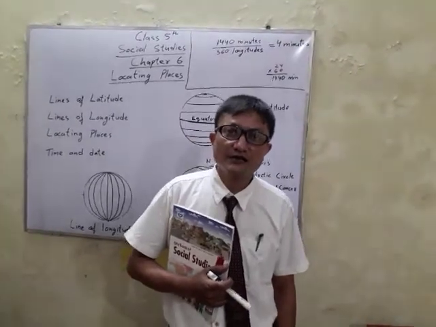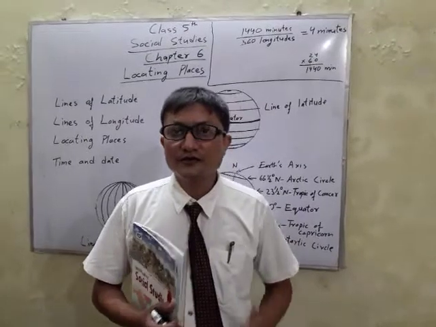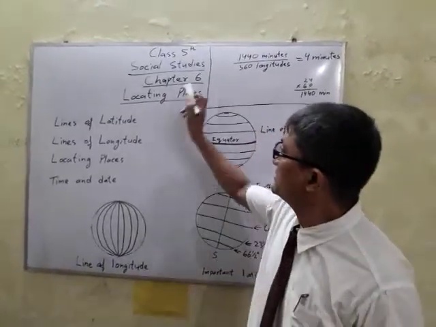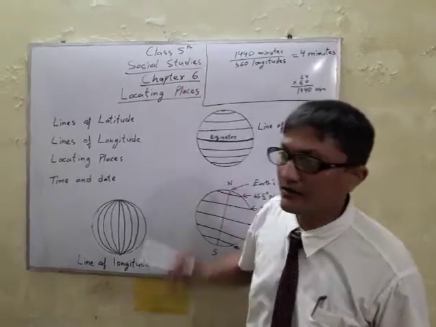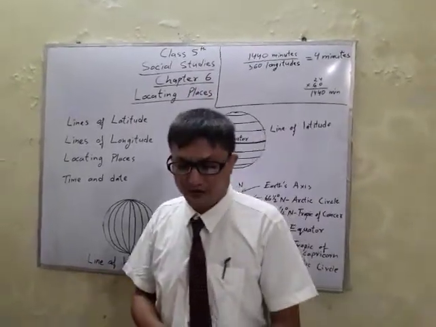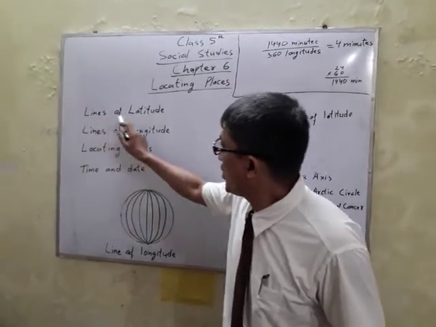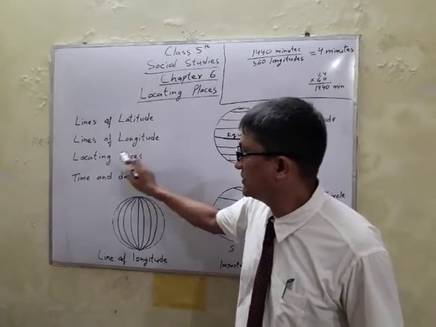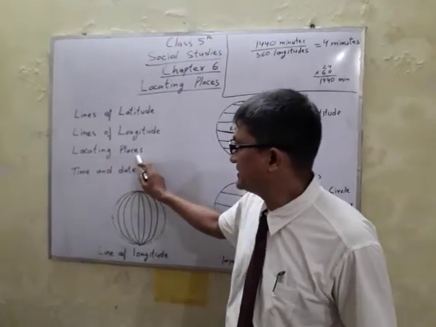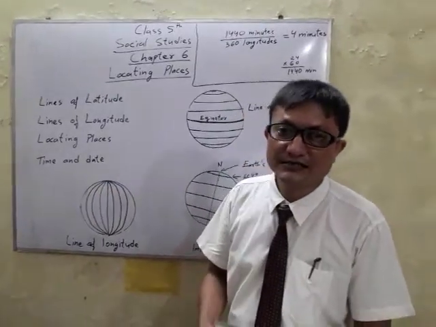I am Vishal. Today we are going to learn chapter 6, Locating Places in Social Studies. In this chapter we understand lines of latitude, lines of longitude, locating places, time and date. Now let's start the chapter.